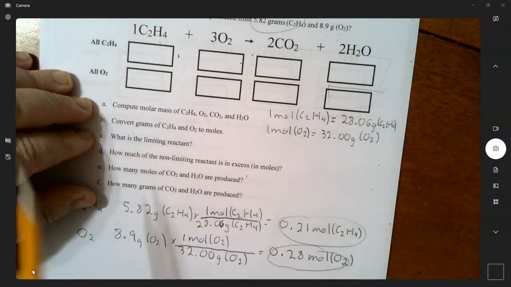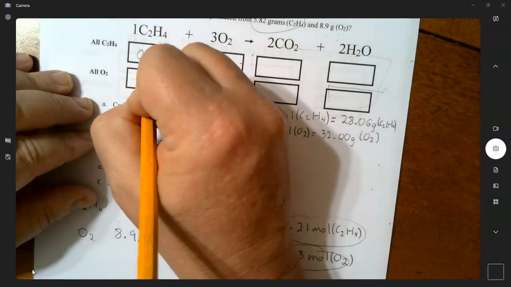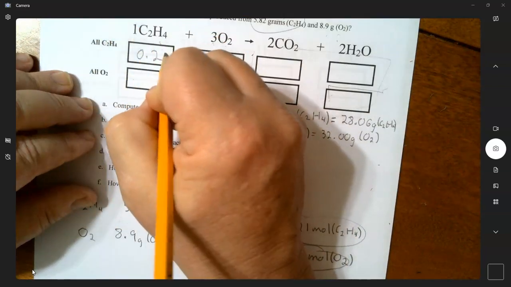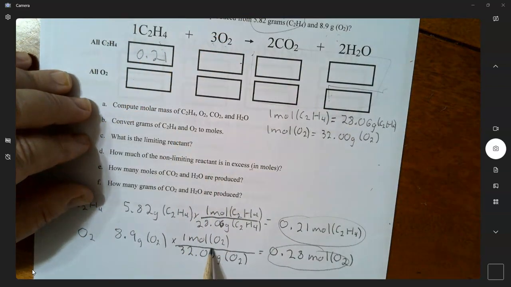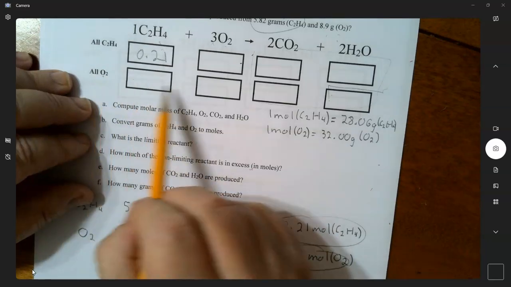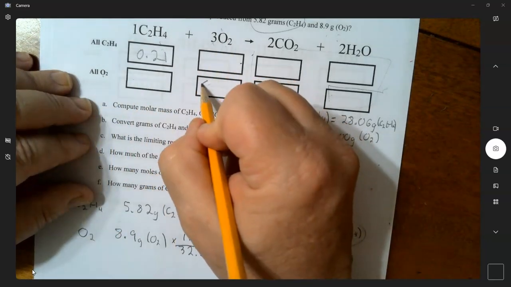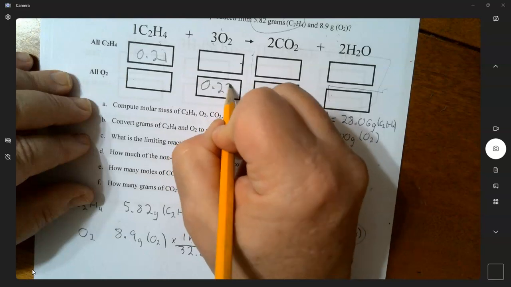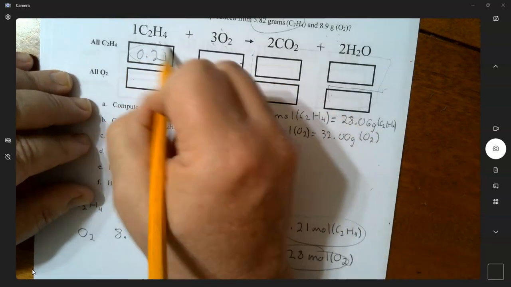So where C2H4 intersects, these are all in moles. Okay, and the all O2 0.28 goes in the all O2 row underneath O2. So just remember these two are automatic. Okay, I'll circle them like that. They're automatic.